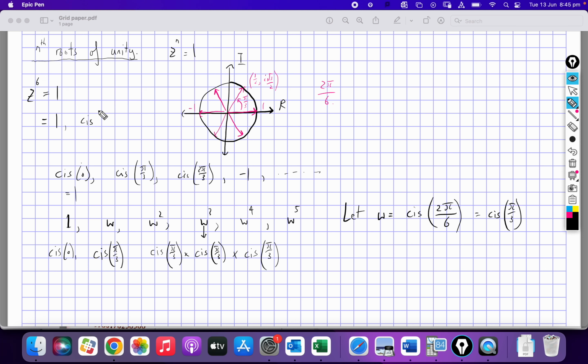Then my w will be 2 pi, but divided by 6. Okay, so I need to let w equal cis pi on 3. All right. Now I know what w is. I'll make a little note of that. Let w equal cis pi on 3. And it just makes it easier to find w squared, and so on until you get to 6 roots. So hopefully you followed all of that.